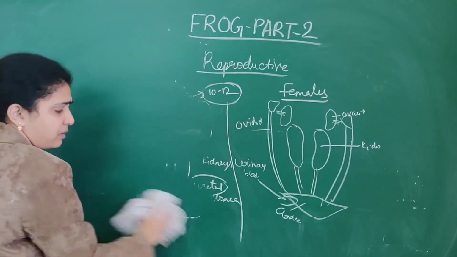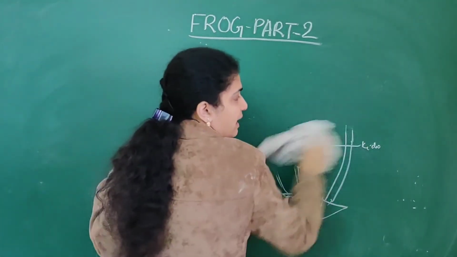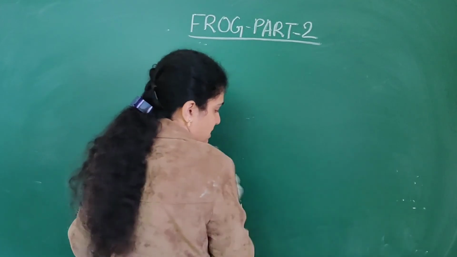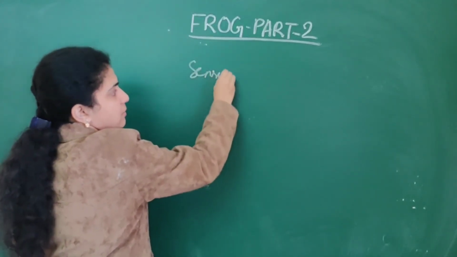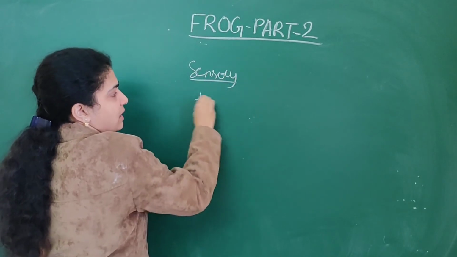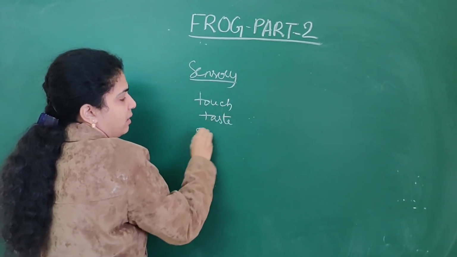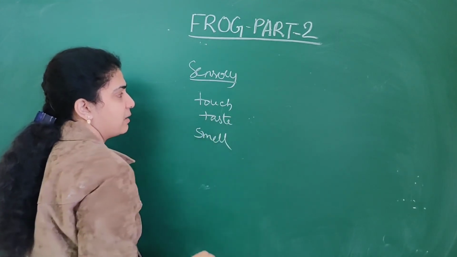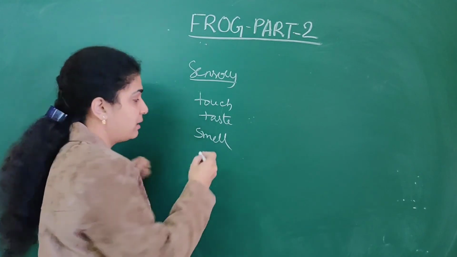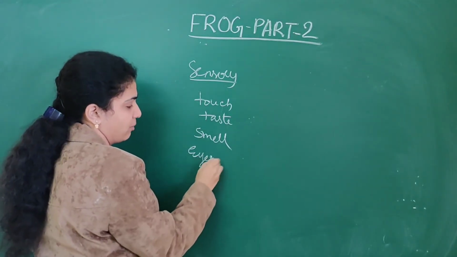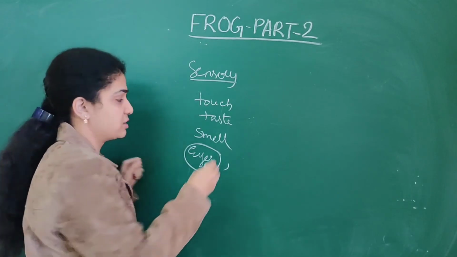The frog is also the same as human beings. They have touch receptors, and their sensory organs are numerous. Touch, taste, smell, everything is exhibited by them. Like the eyes, they help in recognizing the environment. Eyes play an important role in sensory function.